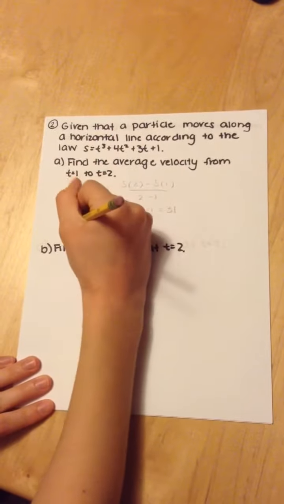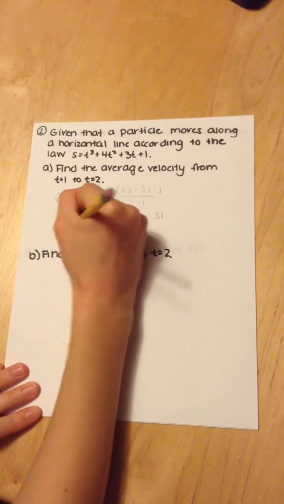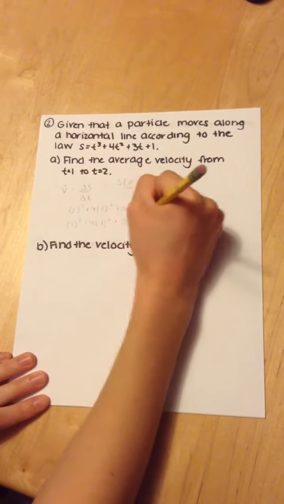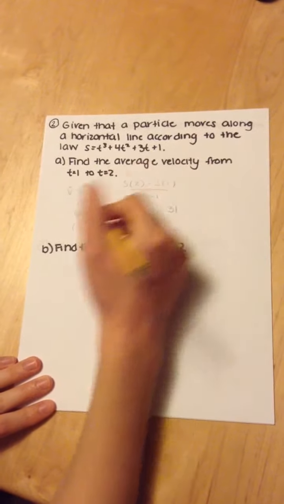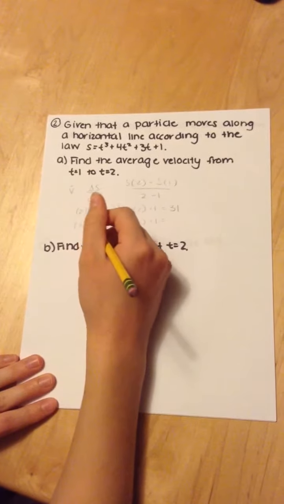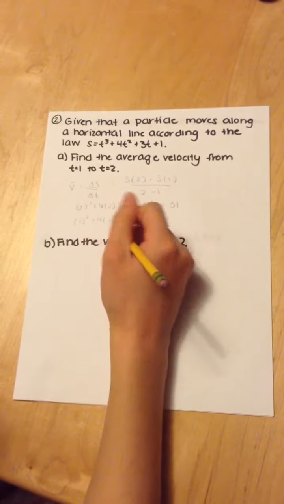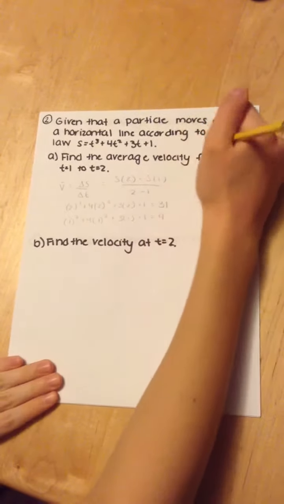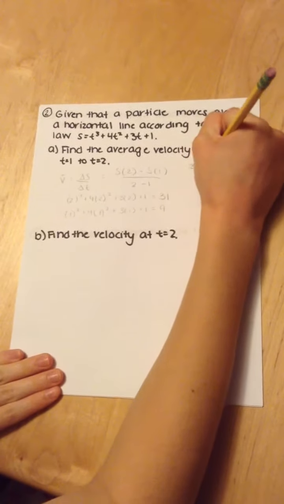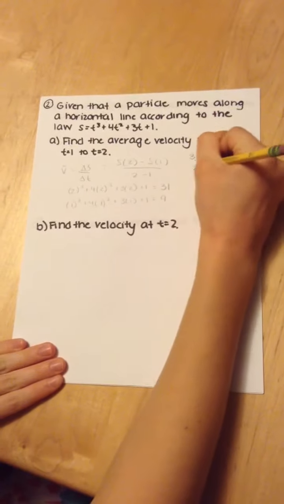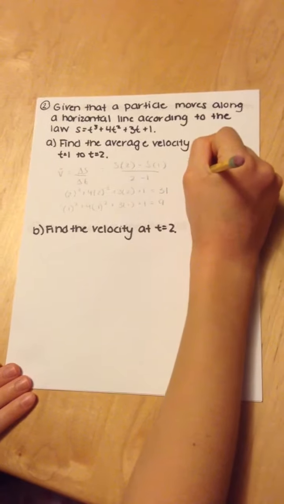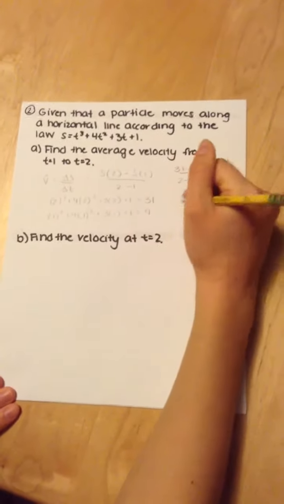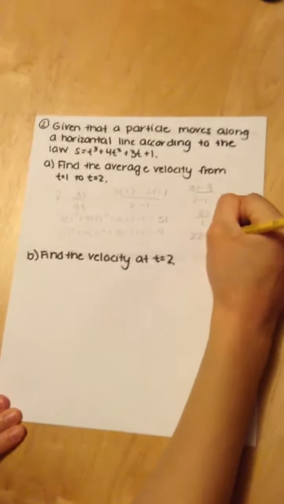And then you plug in 1. 1 to the third plus 4 times 1 squared plus 3 times 1 plus 1 equals 1 plus 4 plus 3 plus 1, which equals 9. So you have 31 minus 9 over 2 minus 1. So that is 22 over 1, so it's 22 units per second.